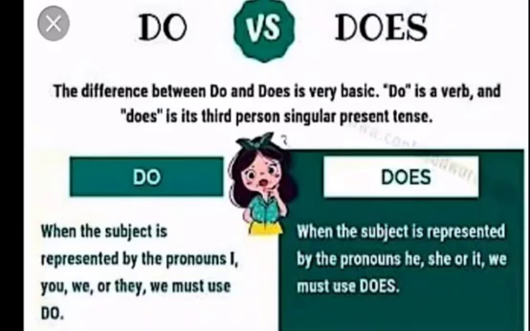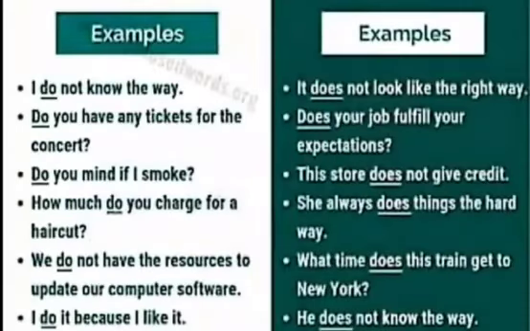When the subject is represented by the pronouns I, you, we or they, we must use do. What is that I, you, we or they? That is first person, second person, third person plural. After these we should use do. Then examples: I do not know the way. So I is first person singular, and we should use do here.